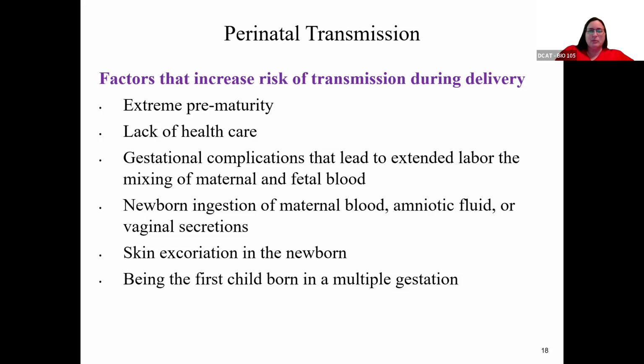Being the first child born in a multiple gestation. Okay, so that first child that's being born is usually going to be the one to get the most secretions and things like that.